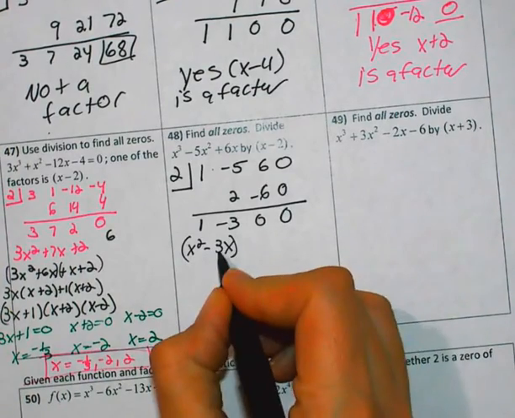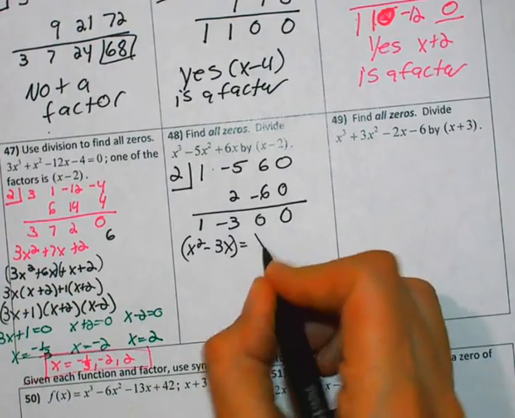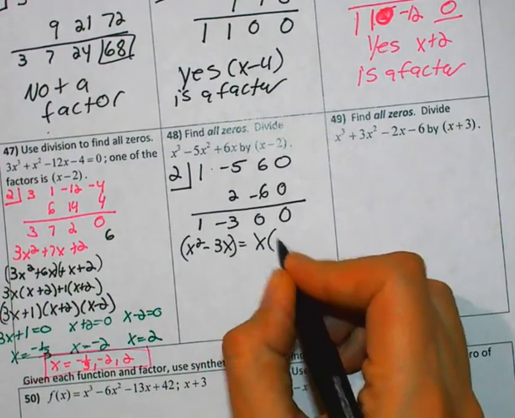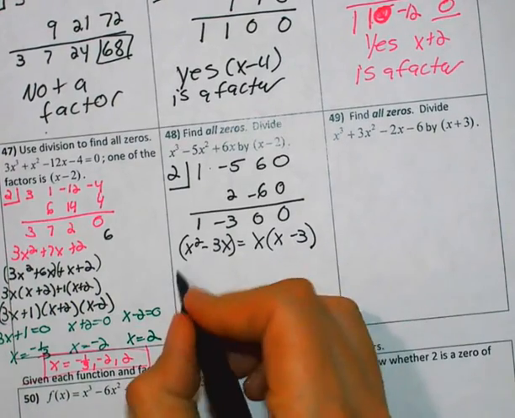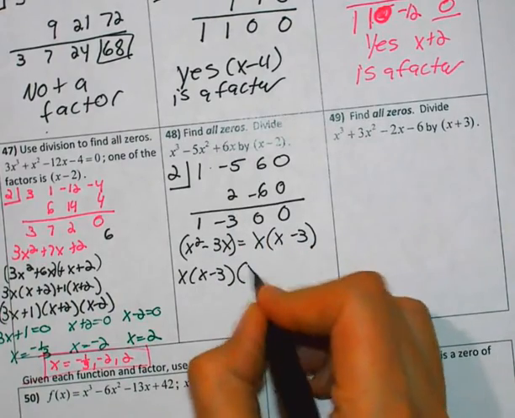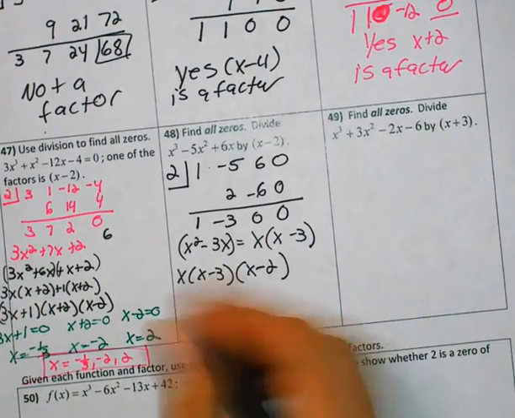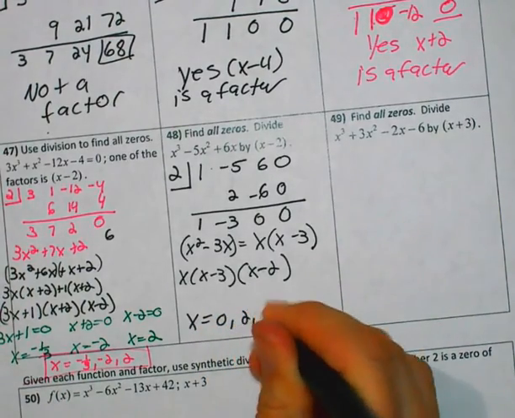So if I look at this piece right here, I know that I can factor out an x. So it's going to be x, and what's left inside is x minus 3. So my factors are x, x minus 3, and then our original factor, x minus 2. Set all those equal to 0, and you should get x equals 0, 2, and 3.